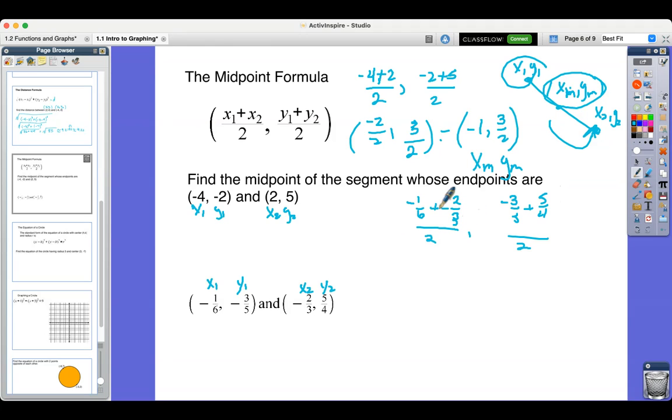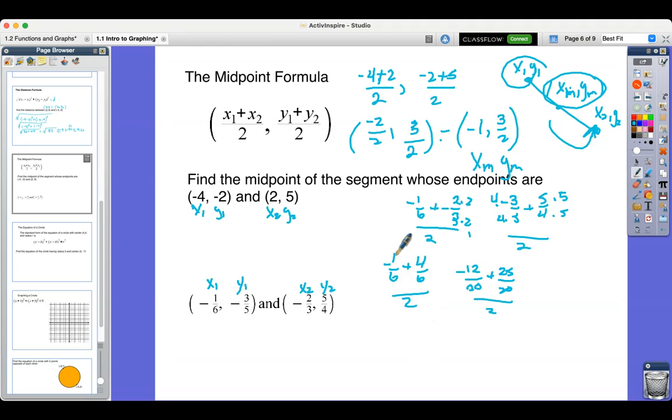Now, with these, let's go ahead and just get a common denominator. So in this case, it's 6. So we'll multiply this by 2, this by 2. Over here, it's 20. So we'll multiply this by 4, this by 4, this by 5, and this by 5. When we do that, we end up having negative 1 over 6 plus 4 over 6, over 2. And then over here, we'll have negative 12 over 20 plus 25 over 20, over 2.